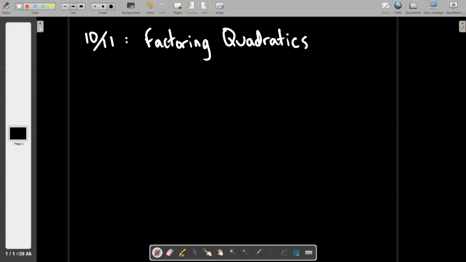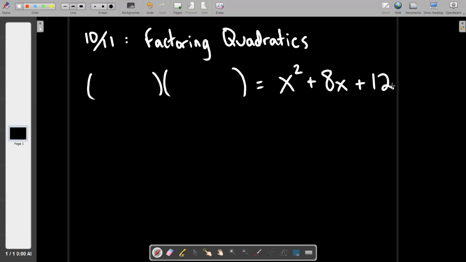So here's the goal. If you don't know what factoring is, or if you don't remember, it's this. Here's a multiplication problem, which I am purposely leaving blank. And I'm going to tell you that the answer to the multiplication problem is x squared plus 8x plus 12. Factoring is a word that you've actually been doing since like 4th grade. To factor something means to figure out 2 things that multiply to make something else.